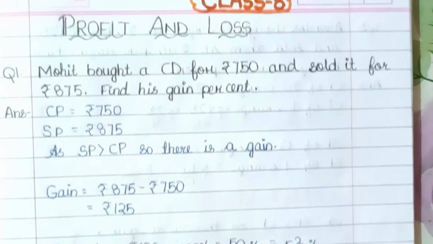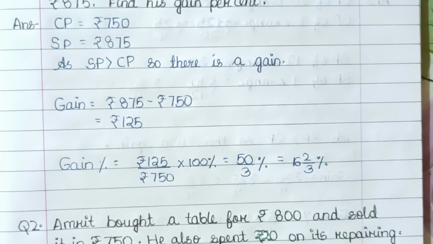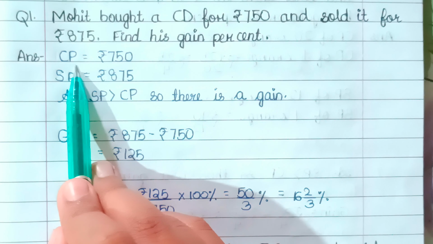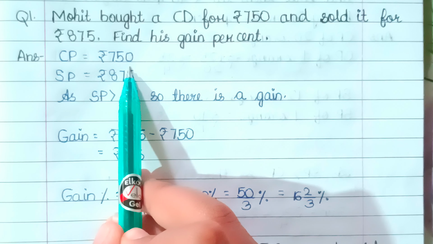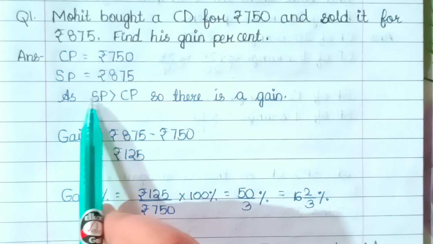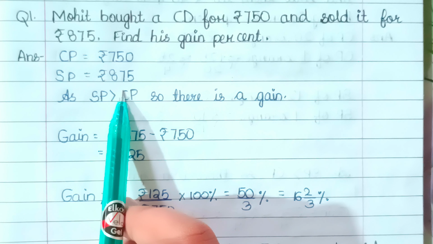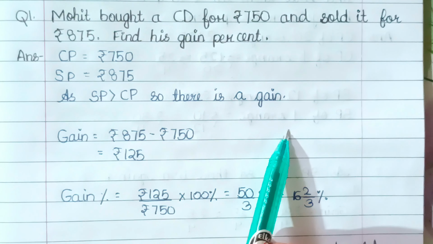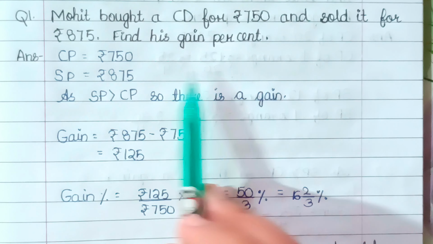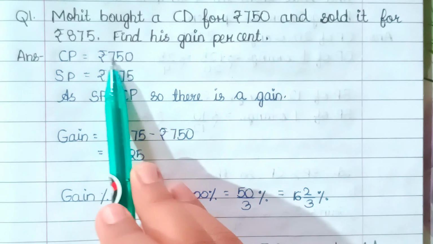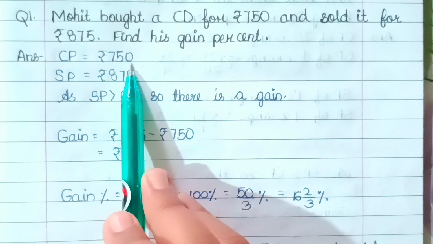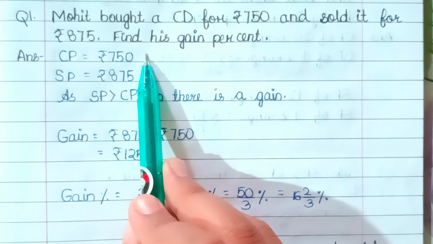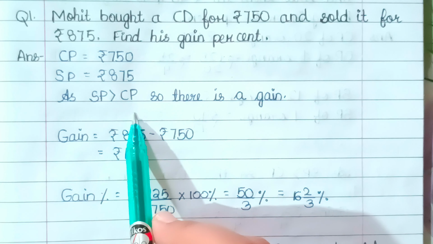First of all, let's see it by process. The CP is given rupees 750. The SP is given rupees 875. So as the SP is greater than the CP, there is a gain. Now we can see clearly that the SP is 875 and it is greater than the CP, that is 750. So obviously SP is more than the CP, and thus it tells us that there is a gain.